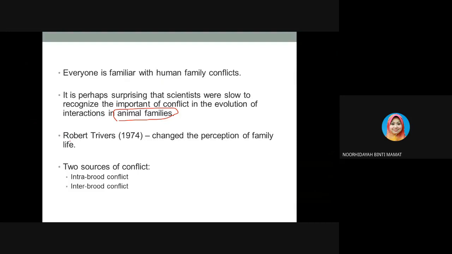So Robert Trivers in 1974 changed the perception of family life. In animals, there are two sources of conflict: intra-brood conflict, and the second source of conflict, inter-brood conflict. So we'll go one by one.